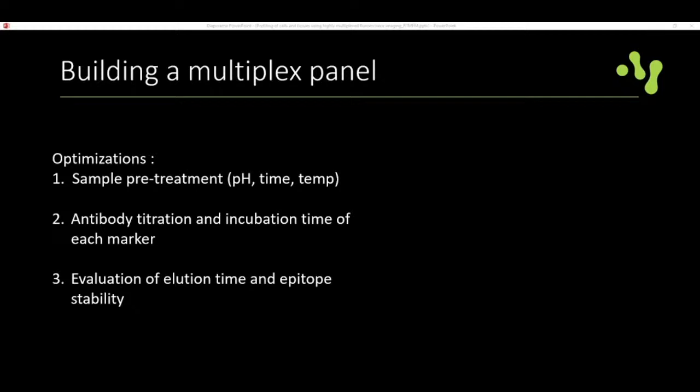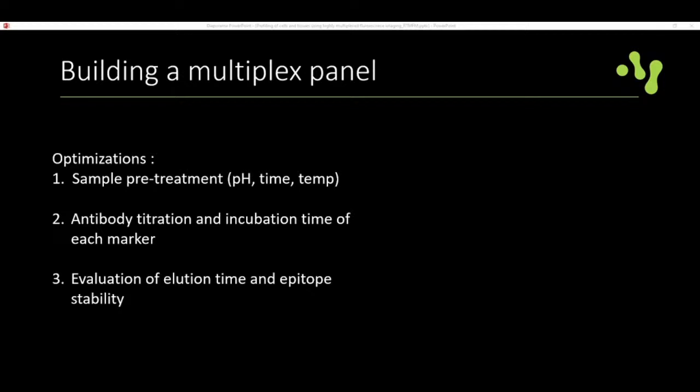And even if this is a low threshold, so that you can use primary antibodies, there are, of course, several optimizations that have to be done in order to combine all of these antibodies into one single experiment. The first one is the sample pre-treatment. All of the antibodies have to work under the same antigen retrieval conditions, if we work on FFPE. So the pH, the temperature, and the time have to be optimized.